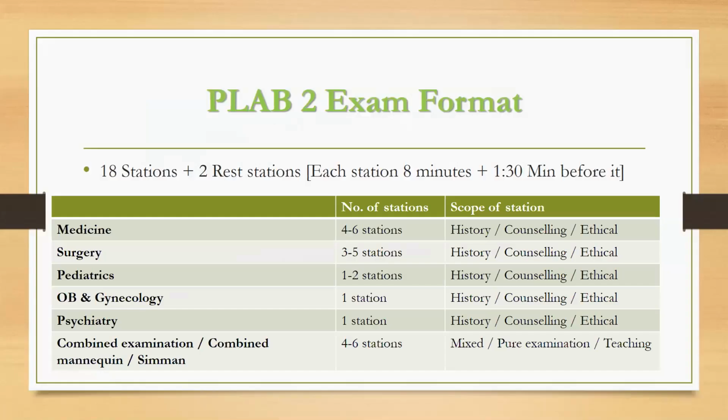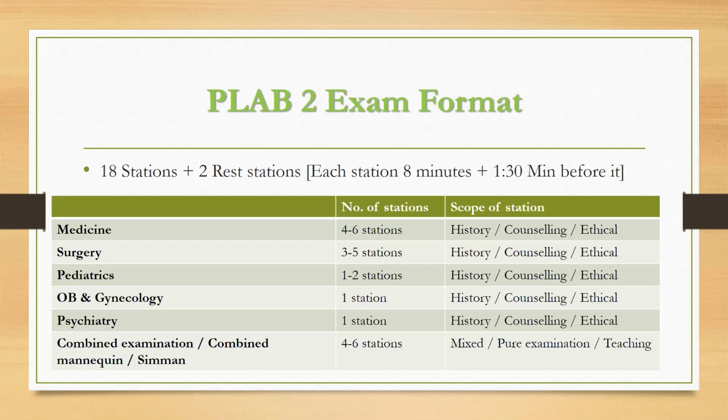So let's start with the PLAB2 exam format. PLAB2 consists of 18 stations plus 2 rest stations, which means that you will have a total of 20 stations. 2 of them are rest. Each station lasts for 8 minutes from when you enter the cubicle, and you have 1.5 minutes before starting the station. In this 1.5 minutes, you have to review the task, which will be placed on the wall before going inside the cubicle. So a total of 18 stations and 2 rest stations.